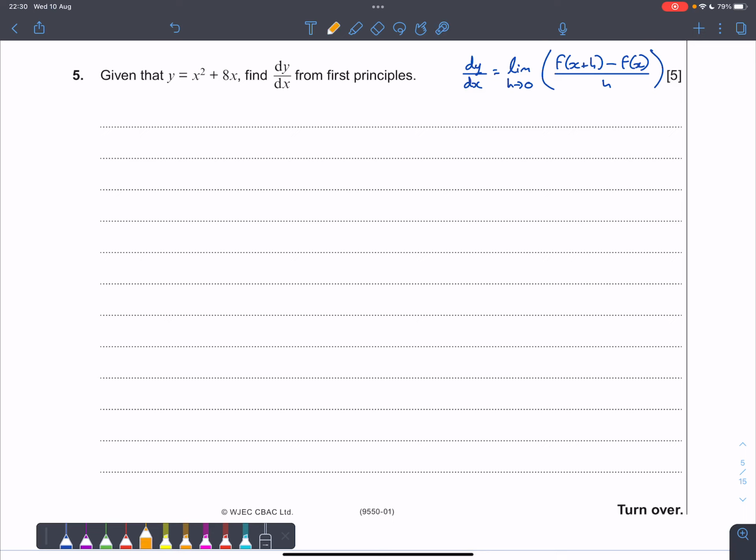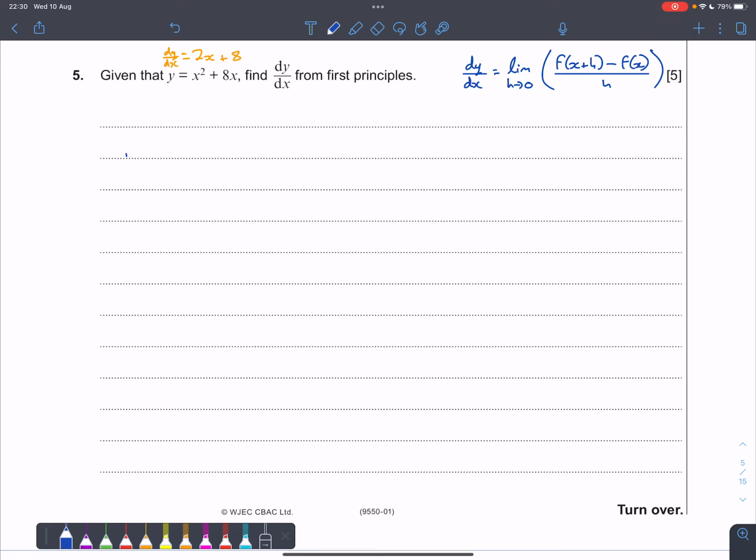Now, the beauty of first principles is that your differentiation skills should be strong enough that you should know the answer to this derivative anyway, so dy by dx will equal 2x plus 8. So we should know what the answer is going to be, and if we don't get that, then we know we made a mistake. So let's see what we got.